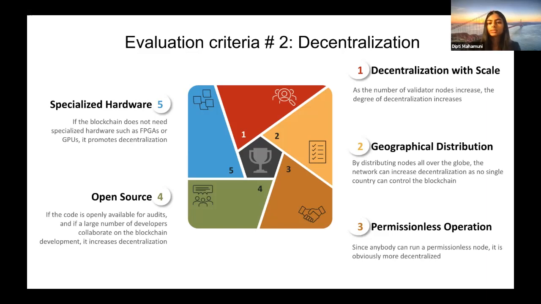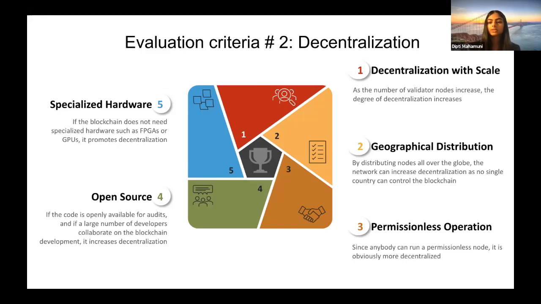Third is permissionless operation. Permissionless operation is preferred in order for anybody in the world to validate the transactions on a blockchain without having to explicitly ask for permission from the nodes that are already there. Fourth is having open source code. The code of consensus algorithms should be open source so that engineers are able to find and fix any security vulnerabilities. Also, having the code be open sourced eliminates any overdependence on just a few smart engineers.